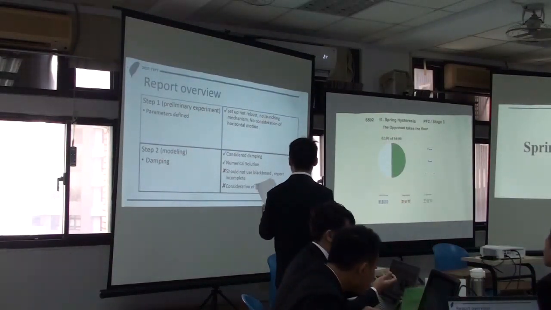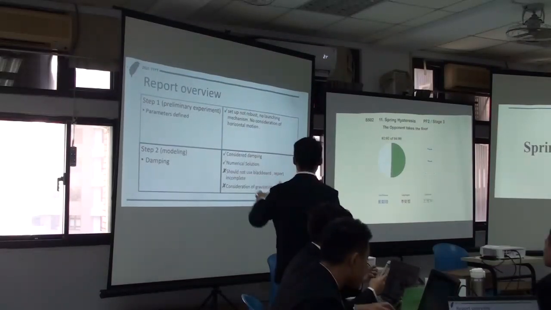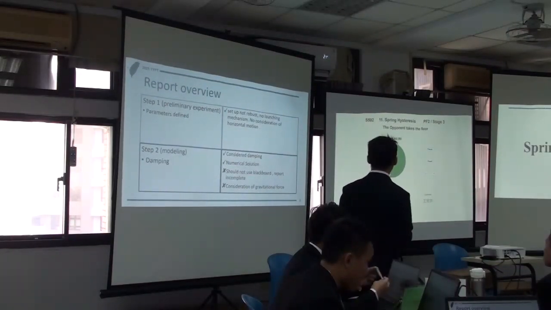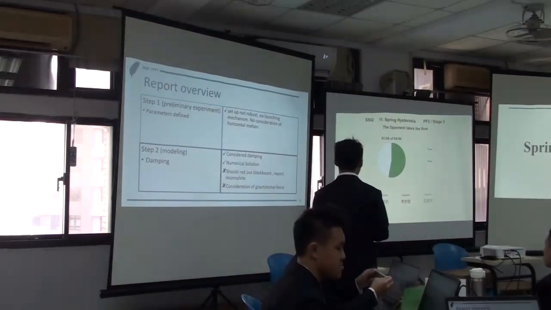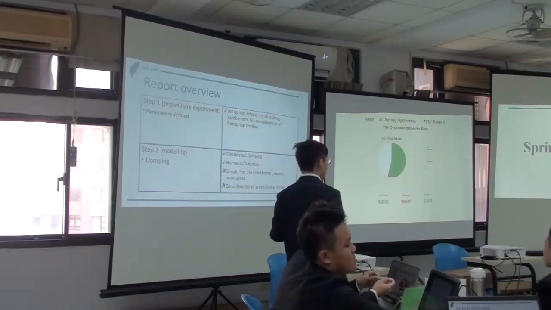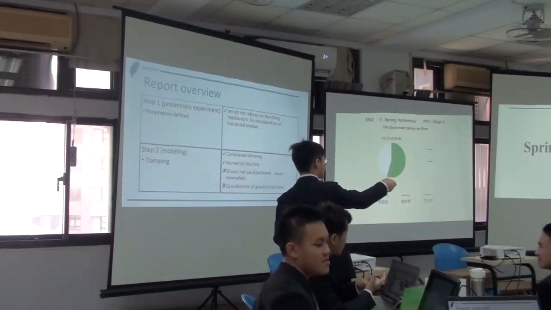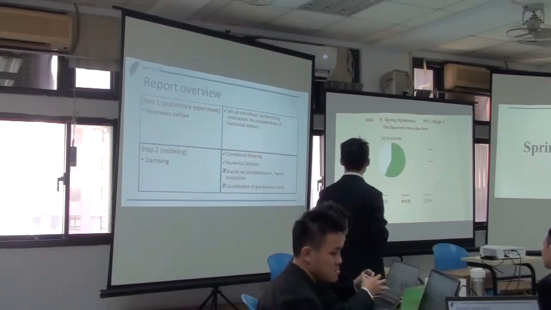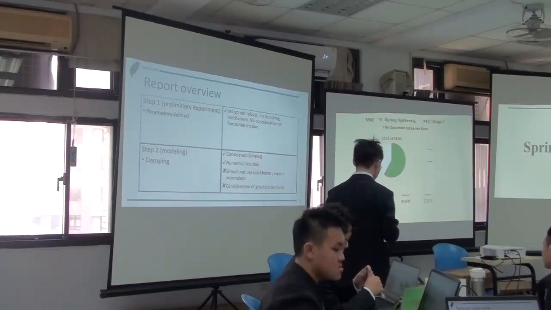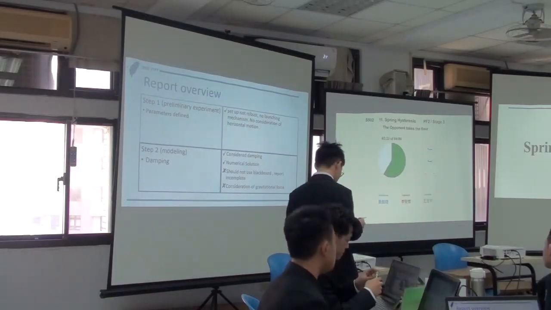Step 2, they have remodeling, in which they use damping to model the movement of the spring. I think it's pretty good that they use a numerical solution. However, they should not use a blackboard to explain the overdamping, which means that their report is incomplete. And they have no consideration of gravitational force and only consideration of the mass, which I think is a big problem.